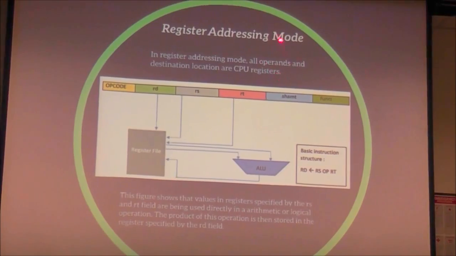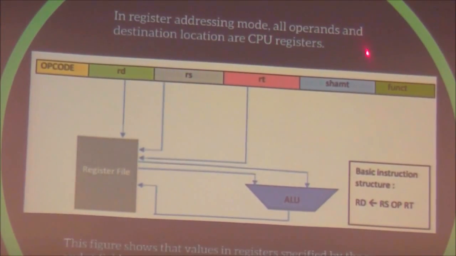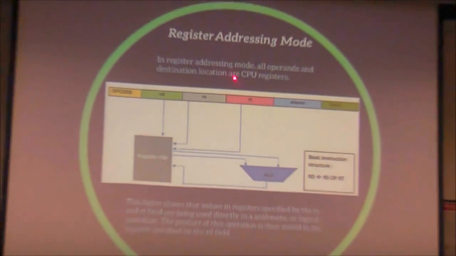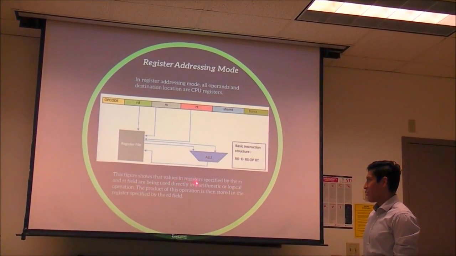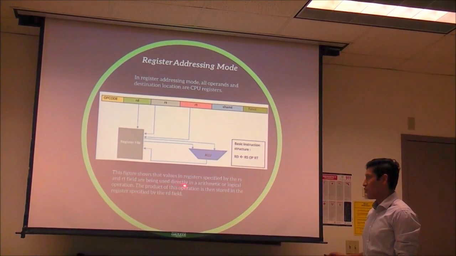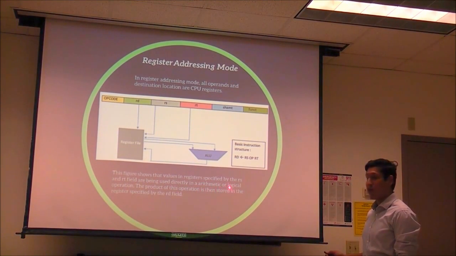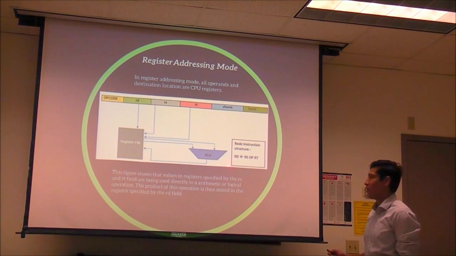Next is register addressing mode. In register addressing mode, all operands and the destination location are CPU registers. This figure shows that the registers specified by the RS and RT fields are being used directly in an arithmetic or logical operation. The product of this operation is then stored in the register specified by the RD field.